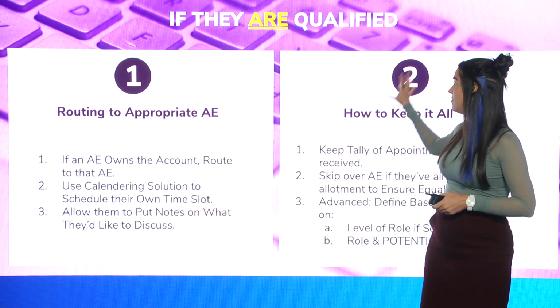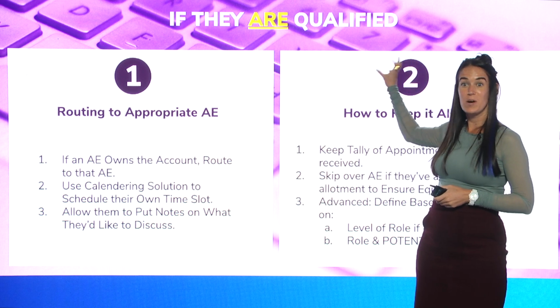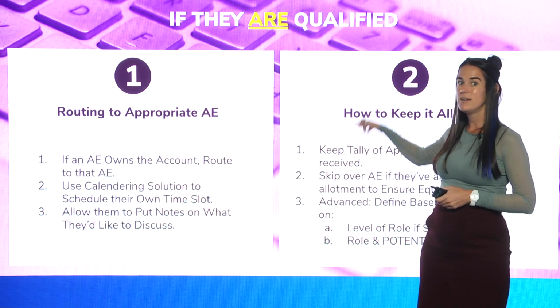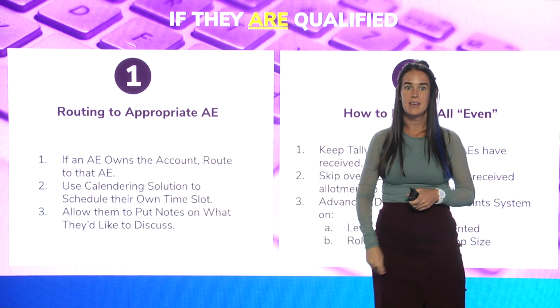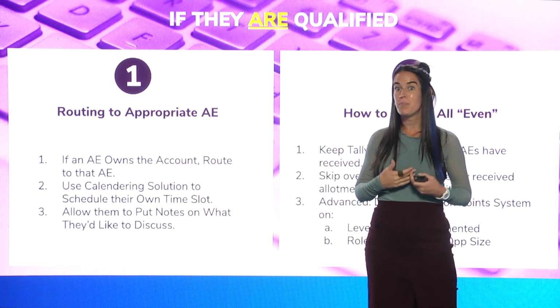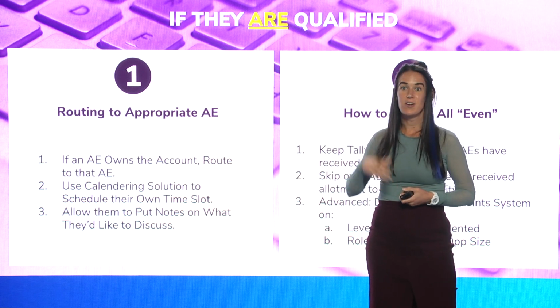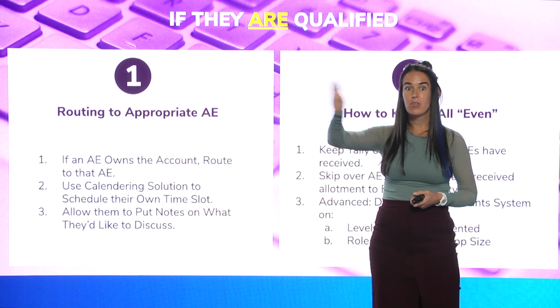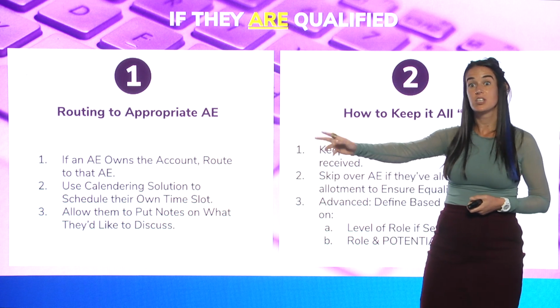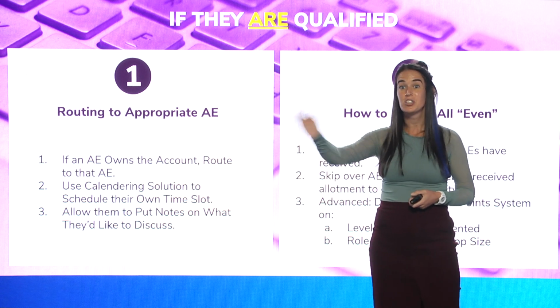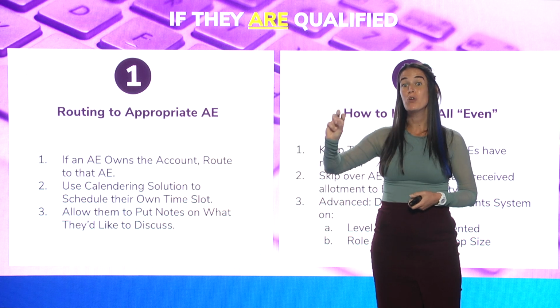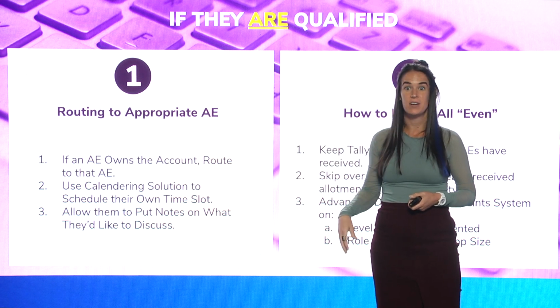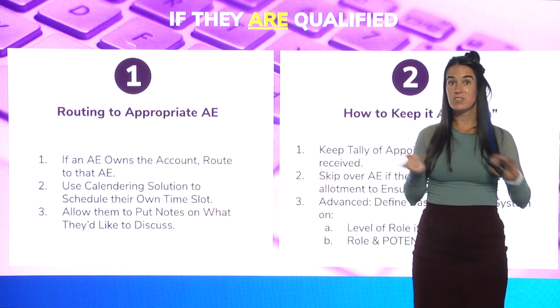I would then, if they are qualified based on those questions that you just asked them on the website, route them straight to the appropriate AE. So if I was part of the Drift team, for instance, you know, I said, this is my setup. I hit submit, and then it can lead through a calendaring solution like Chili Piper. It can lead directly to the account executive who owns that account, their calendar. No SDR. I don't have to talk to anyone.